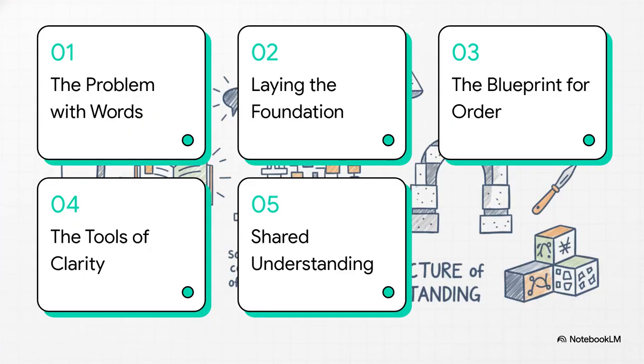So, here's our game plan for this explainer. We're going to start with the big problem that words can create. Then, we'll look at the philosophical foundation needed to solve it. After that, we'll check out the blueprint for creating order, the actual tools we use, and finally, the amazing structure of understanding that it all builds.